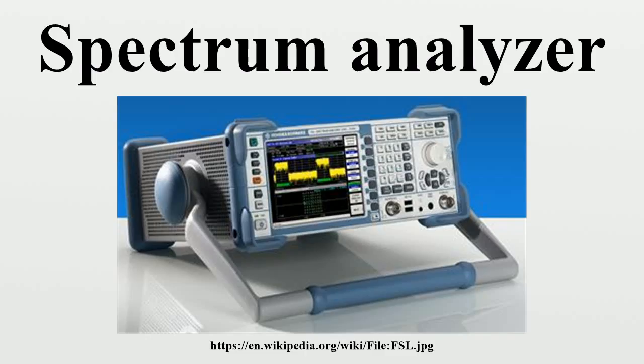Average detection uses all of the data points within the interval to consider the display point value. This is done by power averaging, voltage averaging, or log power averaging. Displayed average noise level. The displayed average noise level is just what it says it is, the average noise level displayed on the analyzer. This can either be with a specific resolution bandwidth, or normalized to 1 Hz, e.g., minus 170 dBm.